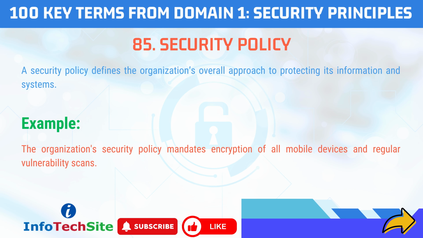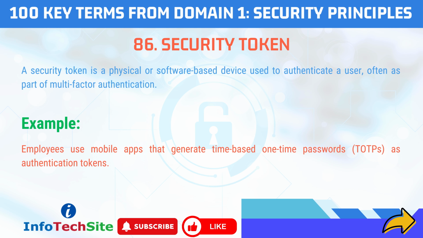85. Security policy. A security policy defines the organization's overall approach to protecting its information and systems. For example, the organization's security policy mandates encryption of all mobile devices and regular vulnerability scans. 86. Security token. A security token is a physical or software-based device used to authenticate a user, often as part of multi-factor authentication. Here is an example. Employees use mobile apps that generate time-based one-time passwords, TOTPs, as authentication tokens.